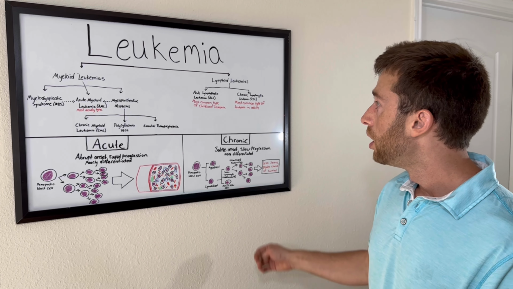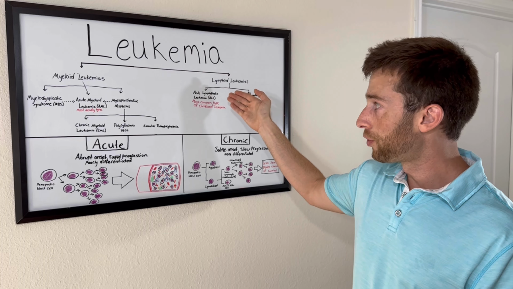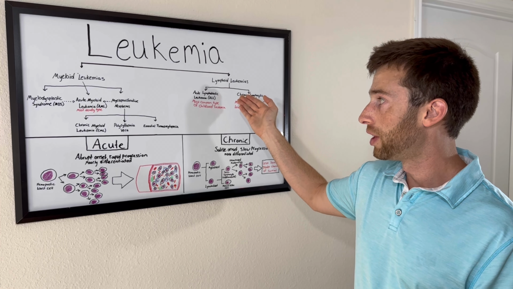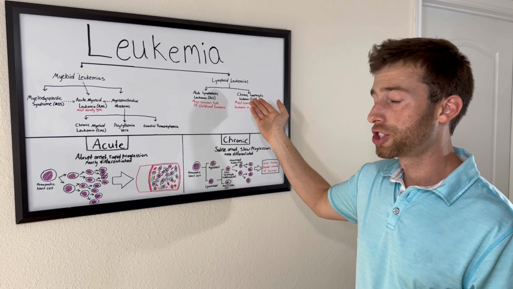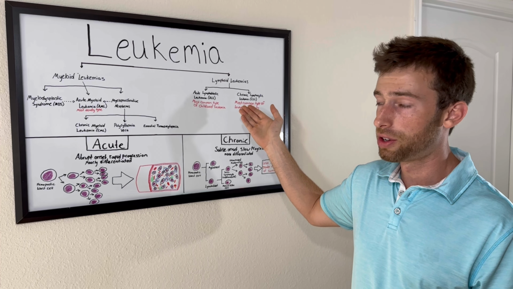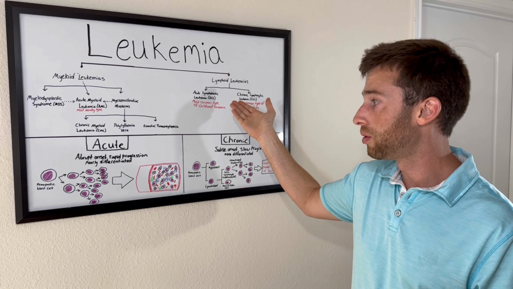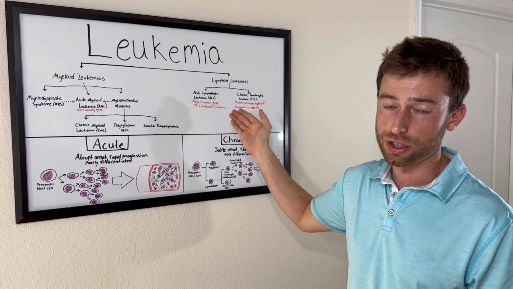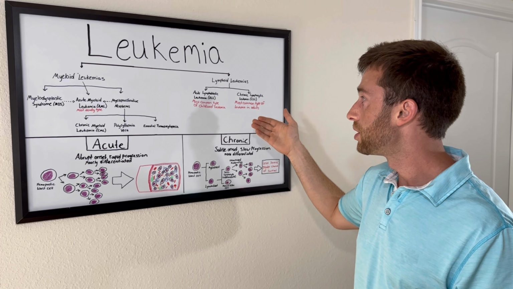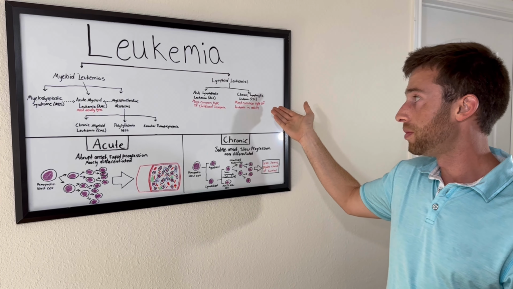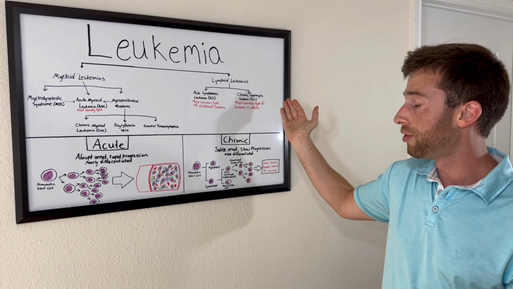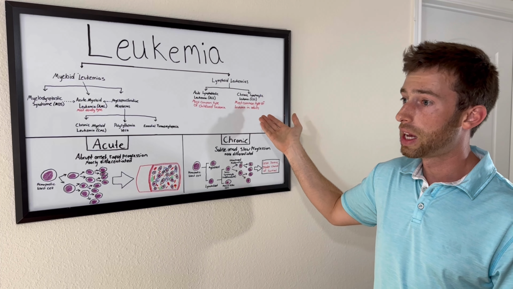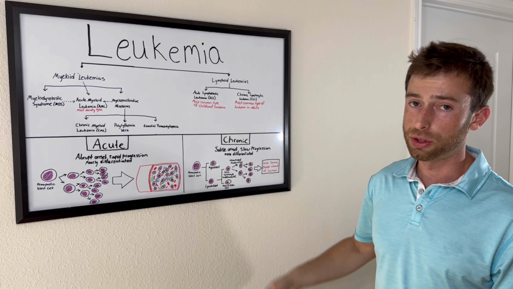So acute lymphoblastic leukemia, or ALL, is the most common type of childhood leukemia. Again, it's one of those acute forms of leukemia where it affects cells at the earlier stage. And chronic lymphocytic leukemia is the most common type of leukemia in adults, and overall the most common type of leukemia in general.